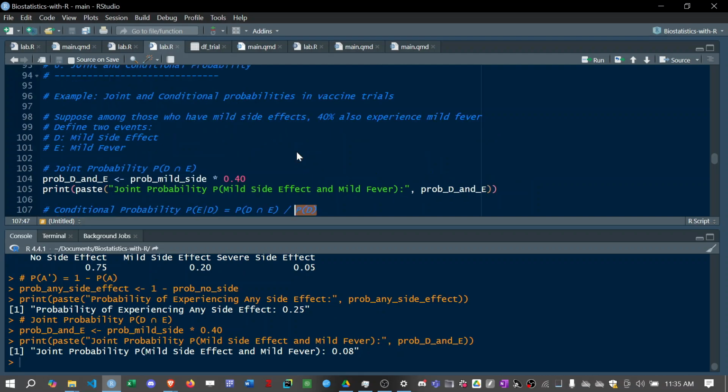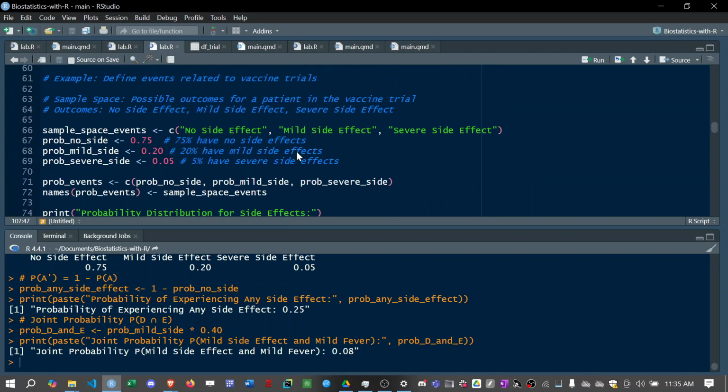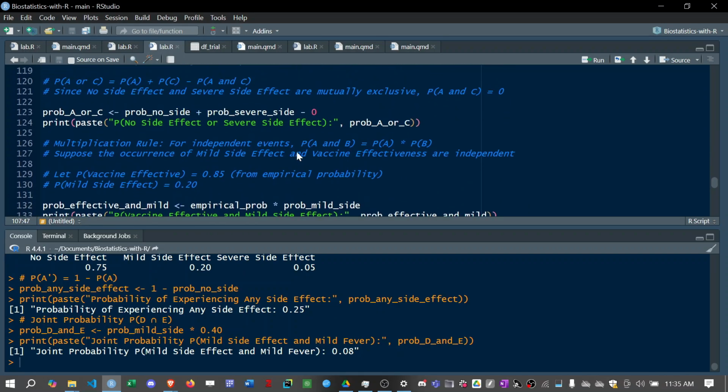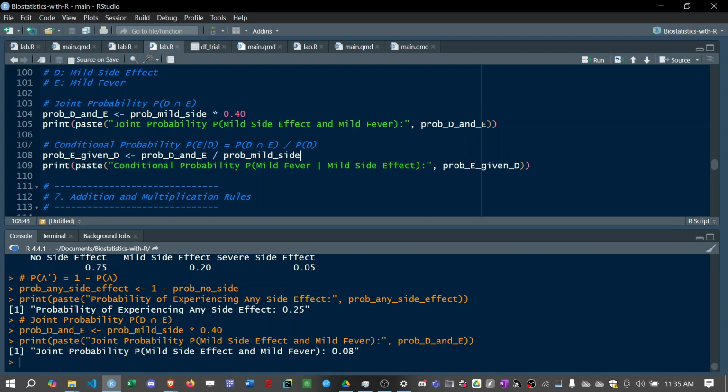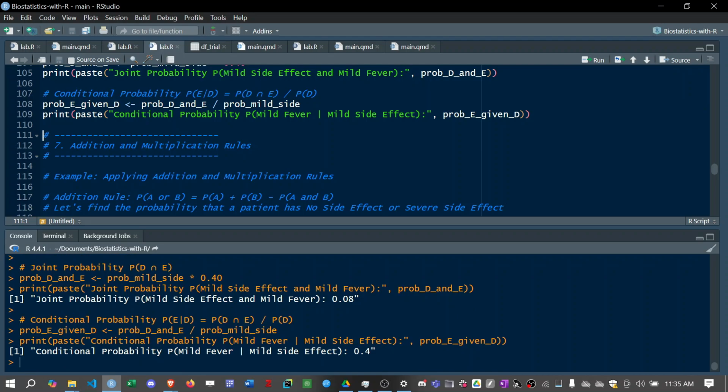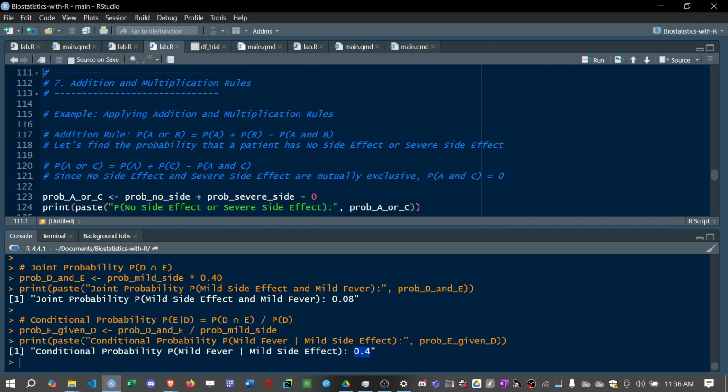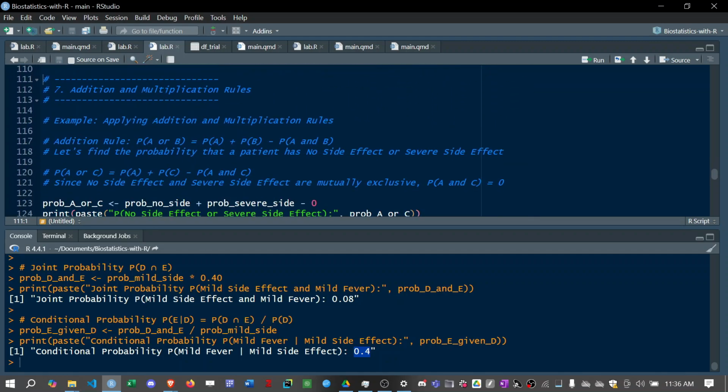Without any conditions attached, which in this case is 0.2. Then we now apply this to our formula, which you are seeing here. We run it, and you can see that the conditional probability is 0.4: the probability of having mild fever given mild side effects. So that is it for the conditional and joint probability.